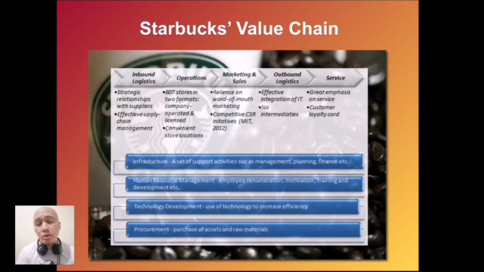So you're just going to scan a QR code and then you would be able to supply all your information. So that's good, ano? Very efficient yung technology nila. Procurement, purchase of assets and raw materials. So it's no longer a problem for them because again, their relationship with their partners are intact.